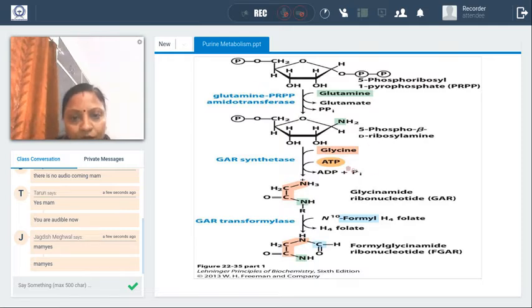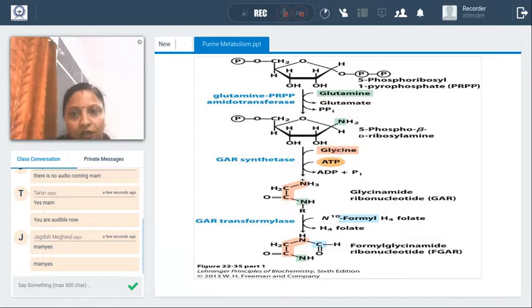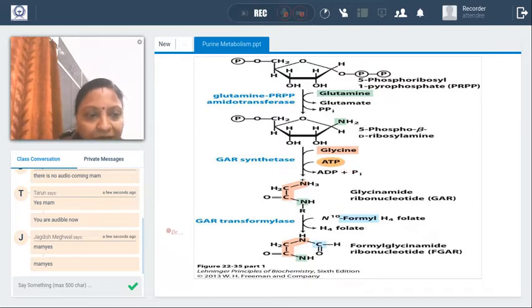We can say here, first it is in alpha position, H is above the ring, and in the 5-phospho-beta ribosylamine, H is present in the below position. So it is called beta D ribosylamine. Then, am I audible? Okay, please reply to me.